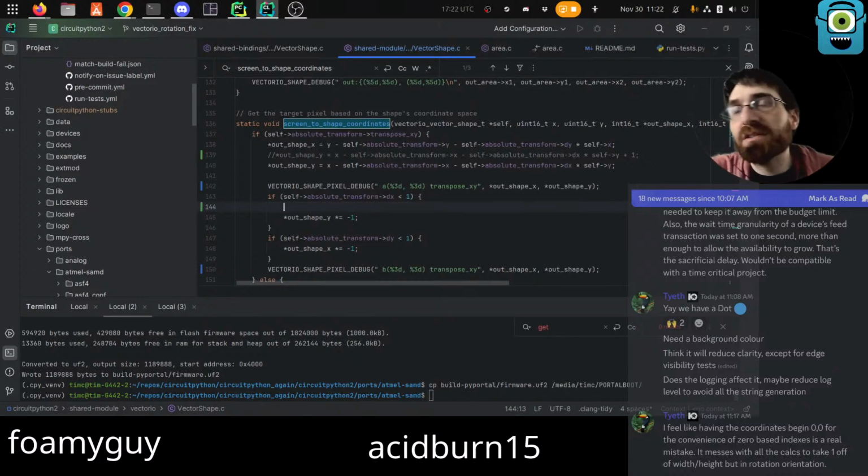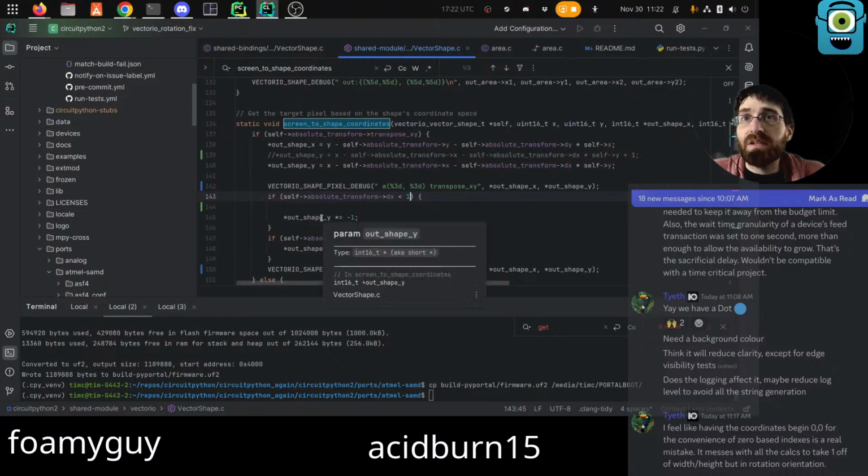I still am unclear what the dx and dy in absolute transform stand for. I don't know if that's distance or something else. Ultimately, it ends up... I mean, it can't be distance per se, because all this is doing is saying, to me, it looks like it's basically saying, is it 1 or 0? Or maybe -1. Maybe it's going to be -1 or +1. But then it's just out shape, flip the sign.